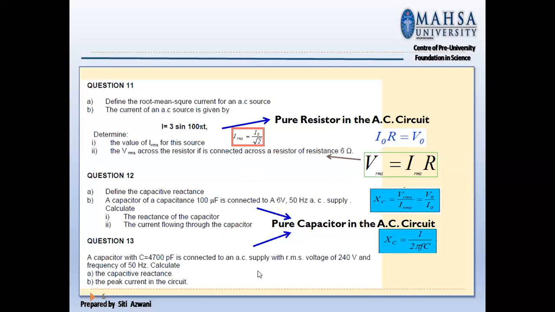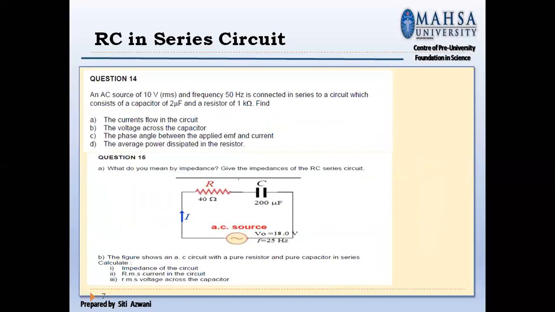So you need to know how to differentiate between the pure resistor and the pure capacitor. You have a different formula for each different question, different problem. Please remember the equation and the formula. Next question, which is under the RC series circuit, question 14, question 15 here.